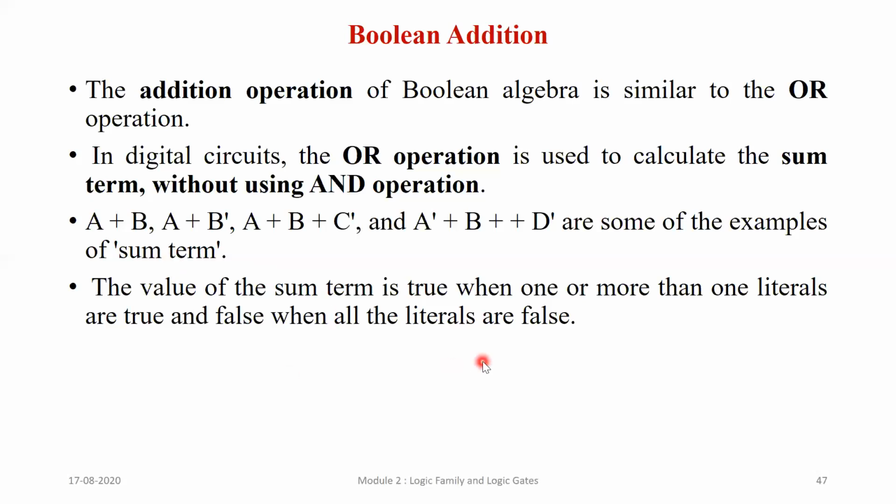And it will be 0 when all the literals are 0. See, these are the new words that we will study today. Literals means the a, b, or a dash, or c dash. So these are called literals also, instead of the term alphabet. So a is your literal, b dash is your literal, c dash, d dash. Individual terms are called literals. So when all the literals are 0, the output of an OR operation is 0.